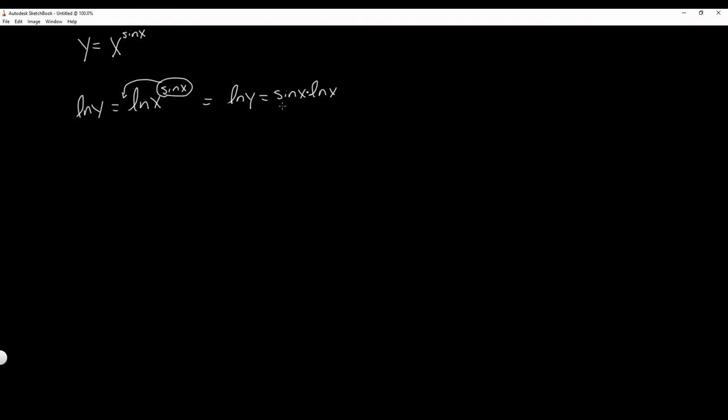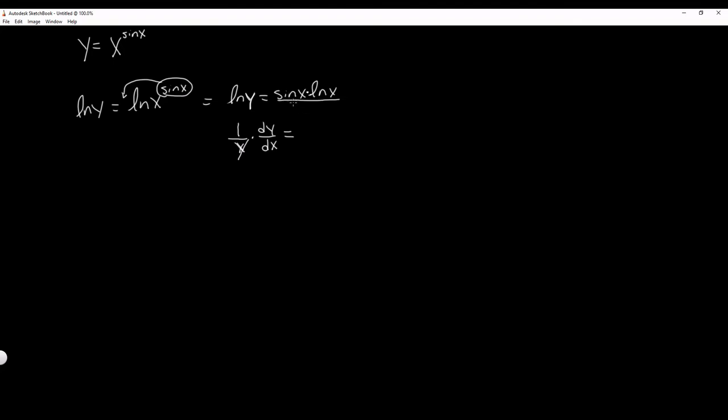And now we can take the derivative of both sides with respect to x. So just like the other past examples, the left-hand side will have to be implicitly differentiated because we're taking the derivative of y with respect to x. So the derivative of the natural logarithm of y is 1 divided by y, but then we have to multiply by dy dx because we're implicitly differentiating, is equal to, and on the right-hand side we're going to have to do the product rule again because we're multiplying sine of x by the natural logarithm of x.